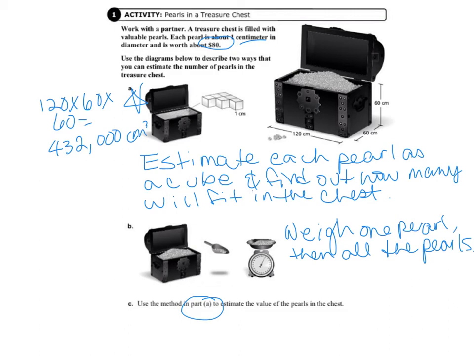Don't forget your little 3 up in the sky to show that it's cubic centimeters, because these are cubes that we're measuring now. So if we go back down to letter C, it says to estimate the value of the pearls in the chest. So that is your assignment for this lesson, is to figure out the value of the pearls. So you need to figure out what to do with the volume of the chest, the cubic centimeters, and the value of each pearl in order to get the value of all the pearls in the chest put together.